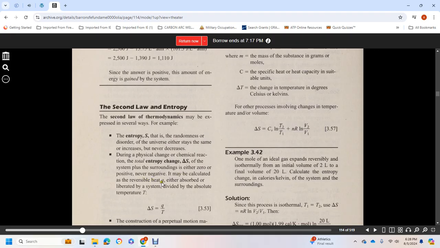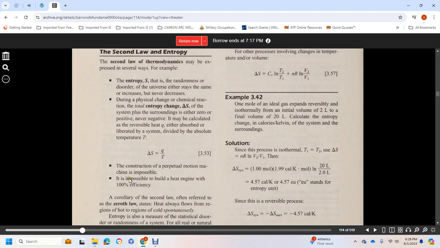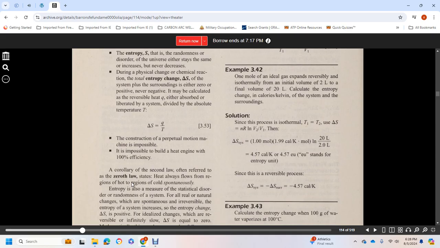It may be calculated as the reversible heat, either absorbed or liberated by the system, divided by the absolute temperature. The resultant entropy change is equal to the quotient over time. Construction of a perpetual motion machine is impossible. It's impossible to build a heat engine with 100% efficiency.